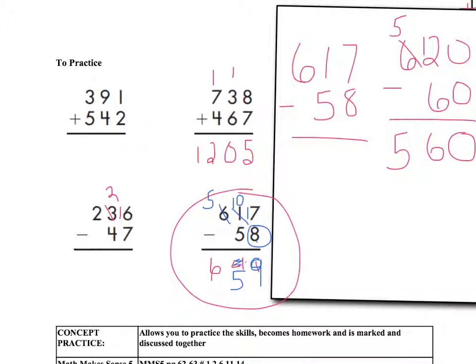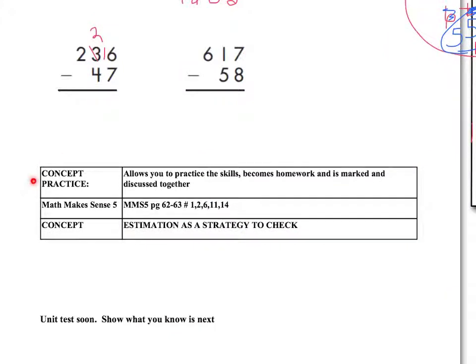I'm going to write it under here, cross that one out. 5 away from nothing is 5. 559, now that's much closer to 560. So there my estimating helped me realize that I'd made a mistake, which is exactly what we want to use estimating for.